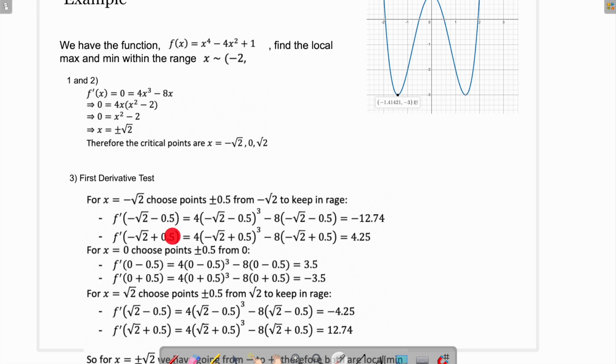And then we do the same for the left hand. So we've done that here now. Now let's find, on the right-hand side, the larger value of the critical point. So minus square root 2 plus 0.05 now. Sub that into the first derivative again, and we get a positive.